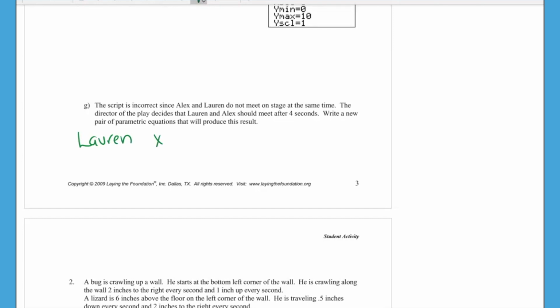So Lauren right now is x is t and her y is 6. And Alex right now has an x of 4, but his y, see, he's moving a little faster. So what if we slow Alex down a little bit? So he was going 2t. What if we make him 1.5t or 3/2 t? Well, let's think about that. What would happen if we did that?